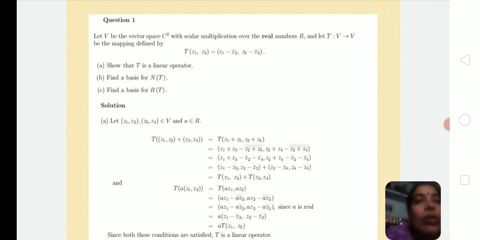Hi everyone. Today we are continuing the previous topic, linear transformations.